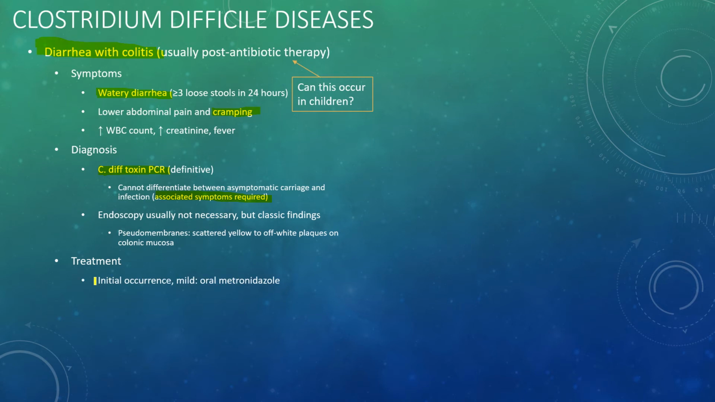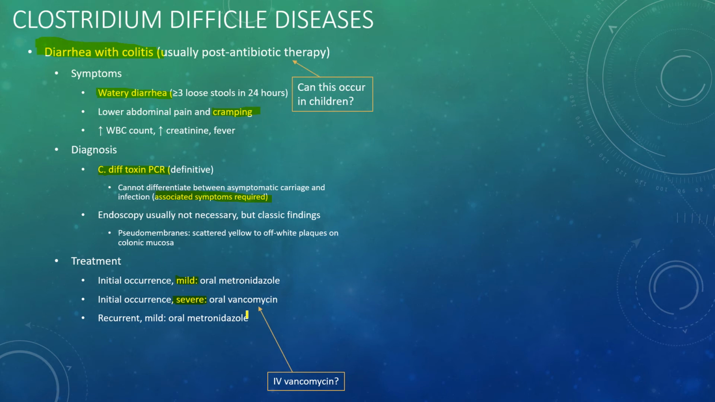How are we going to treat? There's multiple ways to treat this disease. If it's the first time you have it and it's mild, you give oral metronidazole. If it's severe with any of those criteria, you give oral vancomycin. Why not IV vancomycin? IV vancomycin does not have a lot of bioavailability inside the GI tract. So only oral vancomycin will, because it does not get absorbed very well. So vancomycin will stay in the GI tract and kill the Clostridium difficile.